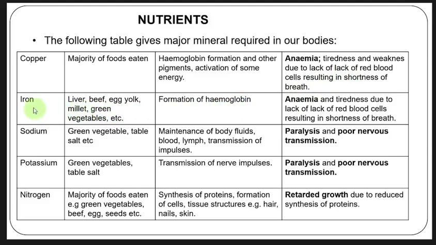All right, another mineral important to our body is iron, and its source is liver, beef, egg yolk, millet, green vegetables, etc. And its function is in the formation of hemoglobin, and deficiency of iron results in a disease called anemia and tiredness due to lack of red blood cells, resulting in shortness of breath.